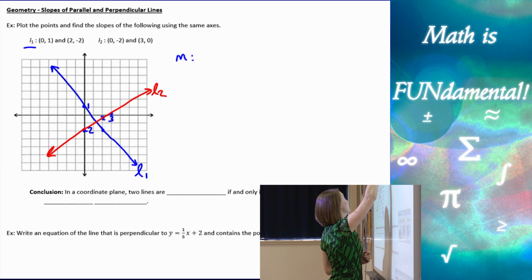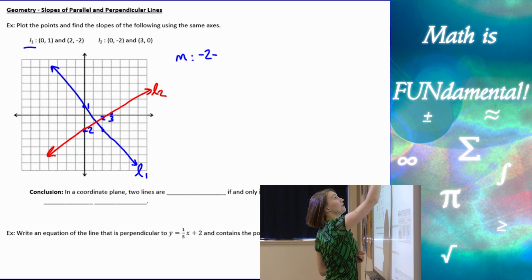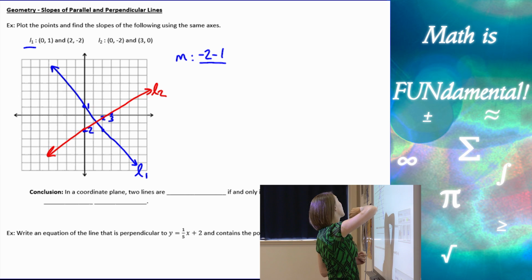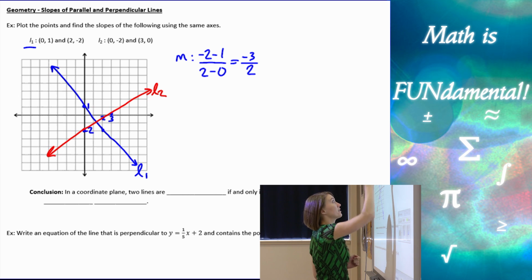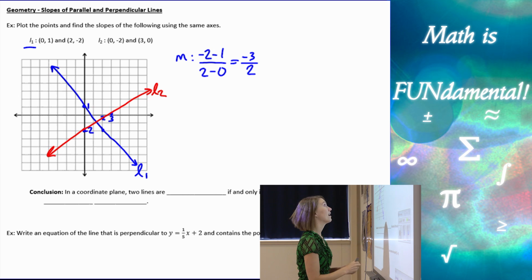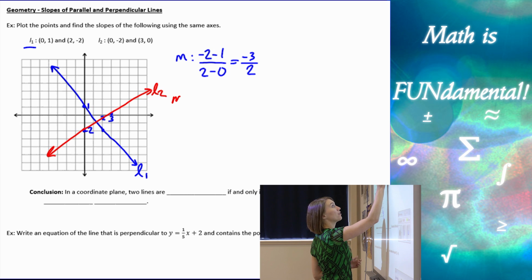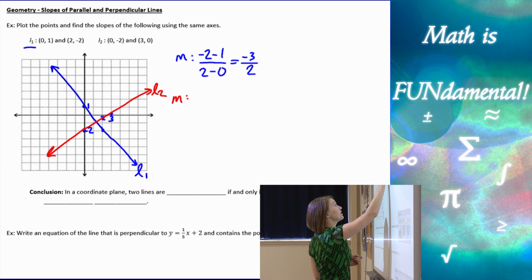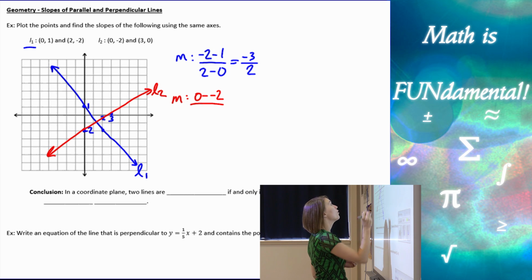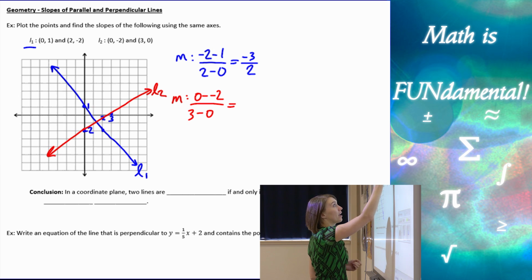So y2 is going to be -2 minus y1 is 1 over x2 minus x1. All right, so that's going to be -3 over +2. And then let's find our slope for L2, color coding again. We have y2 is 0 minus y1 is -2 over x1 is 3 minus 0. So now I've got a +2 over 3.